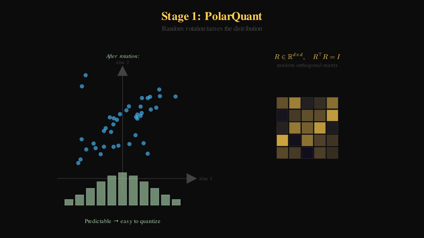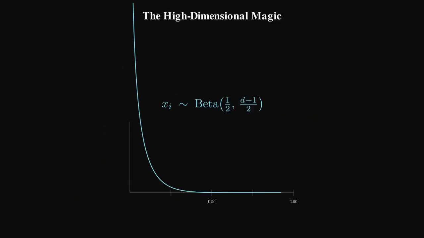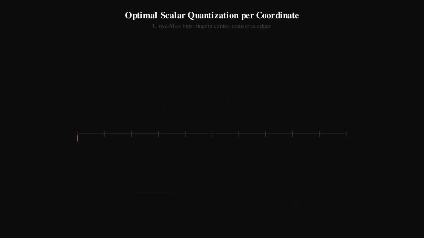Why? Because of a beautiful phenomenon in high-dimensional geometry. When you randomly rotate a vector, its variance spreads out evenly across all dimensions. Regardless of how the original data was distributed, the coordinates of the rotated vector follow a highly predictable, concentrated beta distribution. Furthermore, in high dimensions, these coordinates become nearly independent of each other. Because the geometry is now mathematically well-behaved, we can simply apply an optimal scalar quantizer to each coordinate independently.